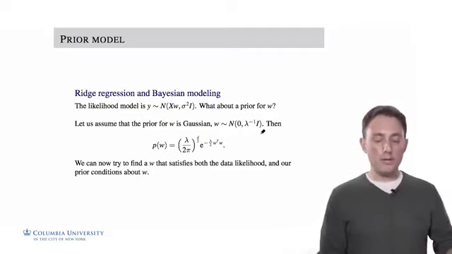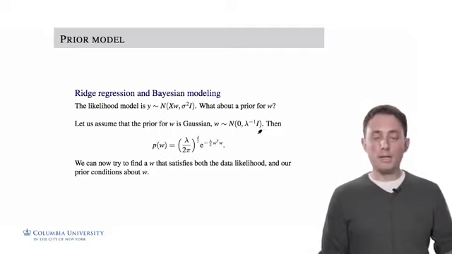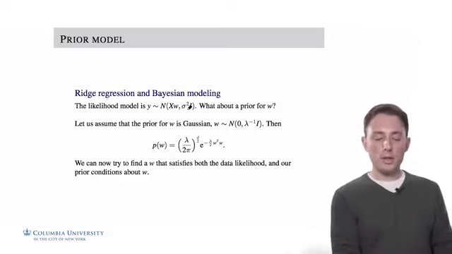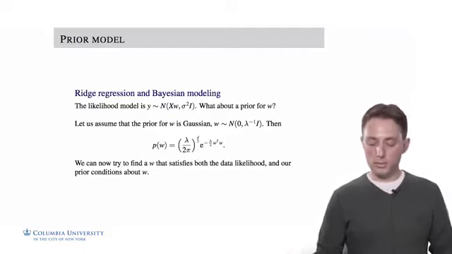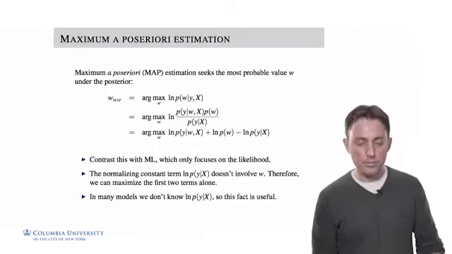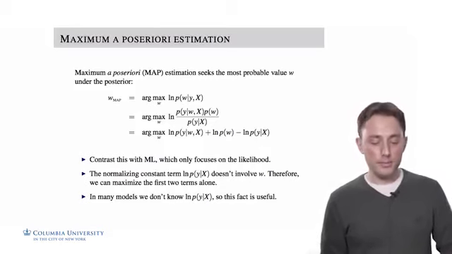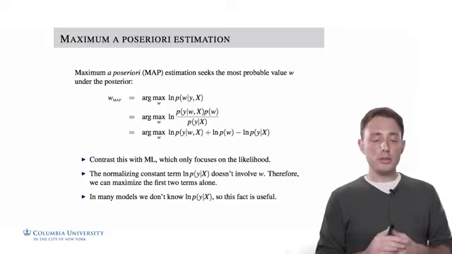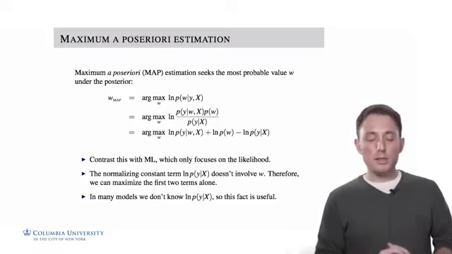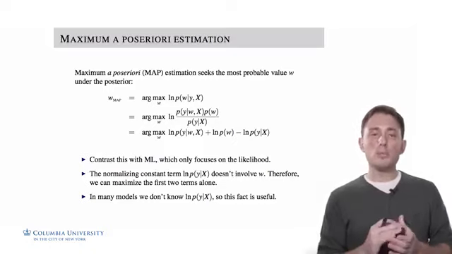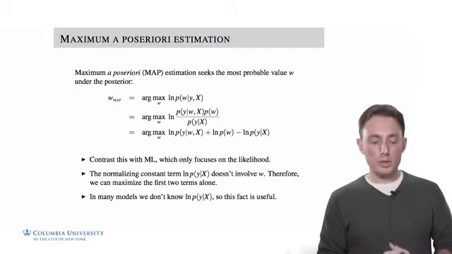And now let's think about trying to find a value for the vector w that satisfies at the same time, and this is vague, but it'll become more concrete in a minute, both the data likelihood, this term, and also our prior belief on the vector w. So this leads to something called maximum a posteriori estimation. The maximum a posteriori solution, or MAP solution, seeks to find the value for the vector w that is the most probable under the posterior distribution.